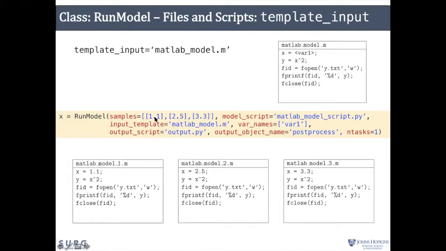So for example, here there are 3 samples which are passed in as input, and it is a univariate quantity which is passed in as the sample. So RunModel created 3 input files because there are 3 samples, and within each input file, the corresponding value of the sample has replaced the placeholder. So the first input file now contains the first entry of the sample. The second contains the second sample, and the third input file contains the third sample, and so on.